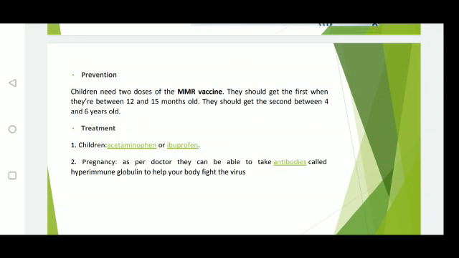There are 2 doses. The first dose we can give at 9 months or within the 1 year, or in some cases up to 15 months. The second is between 4 years and 6 years. Then treatment: for children we can give brufen or acetaminophen, that is paracetamol. In case of pregnancy, as per the doctor's order, we can give antibodies, that is hyperimmune globulin, for fighting against the virus.